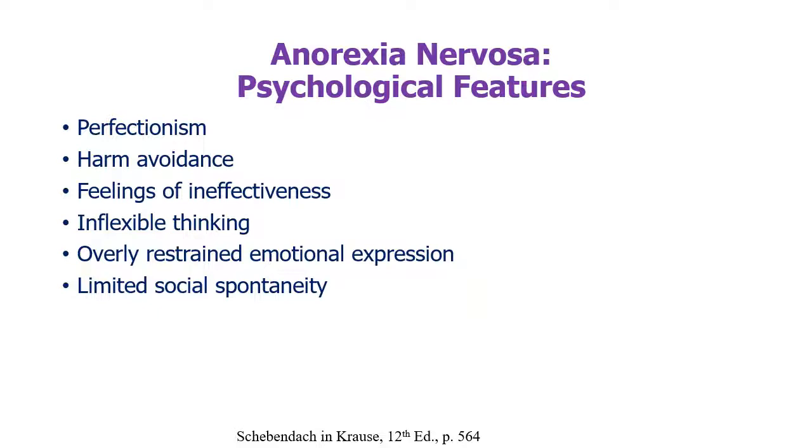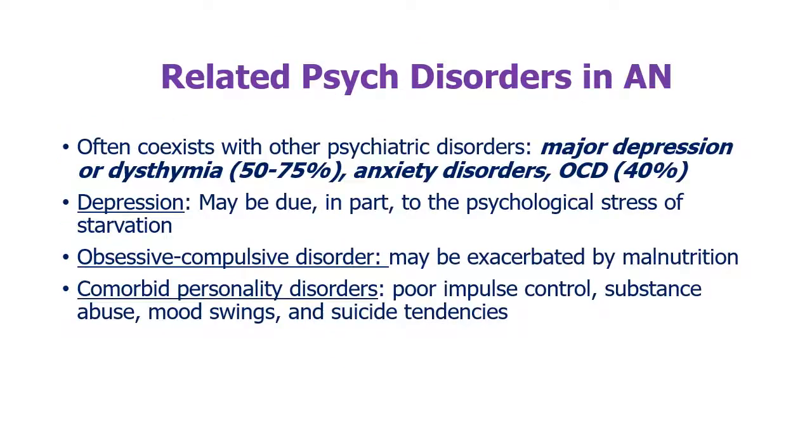The psychological features of anorexia nervosa are what you would expect, right? Perfectionism, feelings of ineffectiveness, inflexible thinking. Remember, they're egosyntonic, so that's inflexible. A lot of these you can kind of reason your way through, so I won't belabor the point any further. Now, there are many co-occurring psychiatric conditions that will present along with anorexia nervosa, most commonly being dysthymia. Remember, dysthymia is a more modest depression, but it is more long-term.